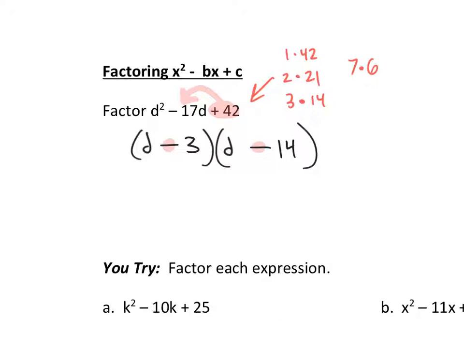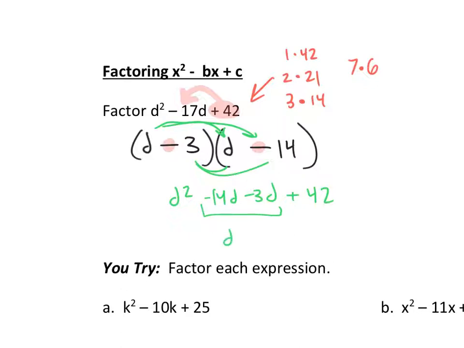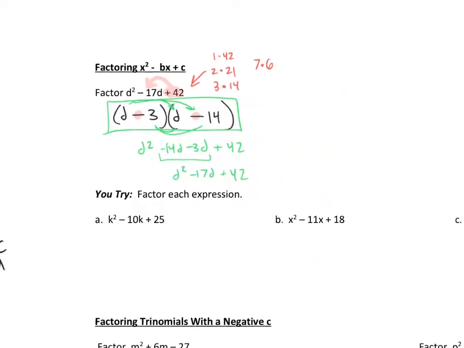And let's FOIL this out to see why this works. d times d is d squared. Then I get a minus 14d, and a minus 3d. And then negative times negative brings me back to the positive. And 14 times 3 gives me the answer of 42. And these together join to create this. So that means that this is the correct factorization.